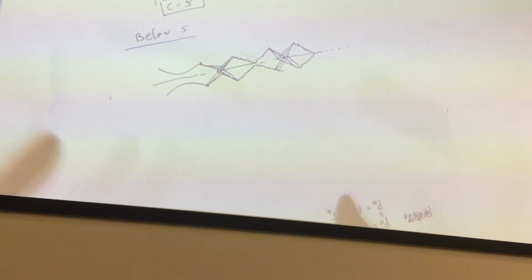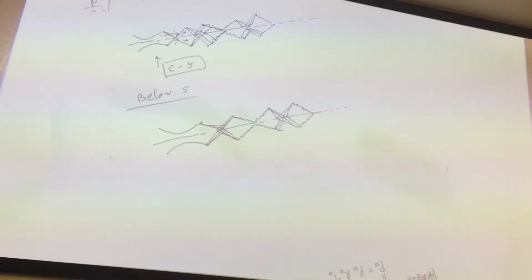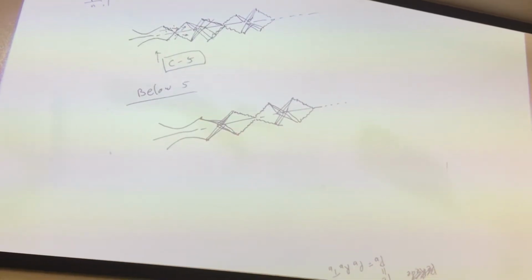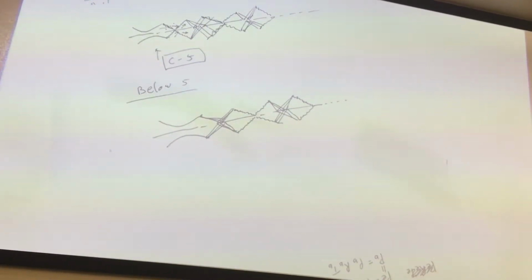So the sequence is kind of similar, but one starts with obviously shock, one starts with expansion, and then it repeats itself. Now, most likely for the flight vehicle that you want to design, you would want to have conditions below 5. Right? Most likely that's what you would have.